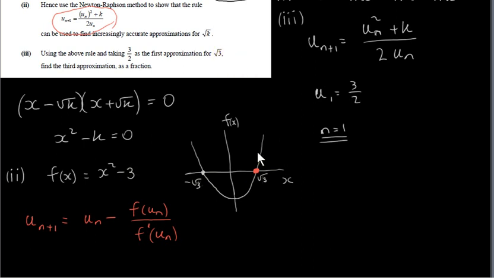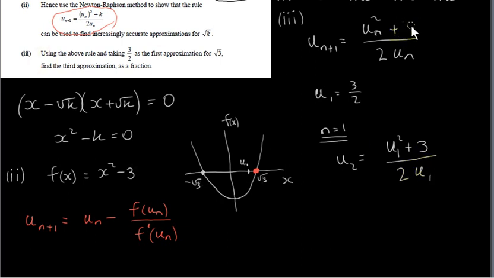Now the square root of 3 is about 1.73, and u1 is the first approximation. 3 over 2 is 1.5. So the first approximation would appear around here. It's less than root 3 actually. So this is u1. So we let n equal 1 in the Newton-Raphson formula, or this is the simplified Newton-Raphson formula. And if we let n equal 1, we get u1 plus 1, or u2, equals u1 squared plus k. K is now 3 actually, divided by 2 times u1.